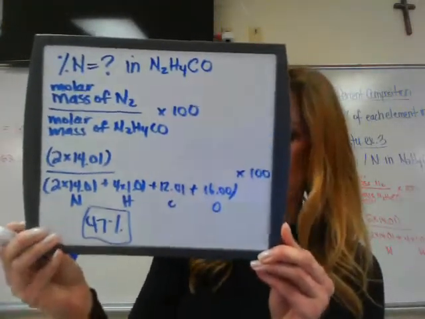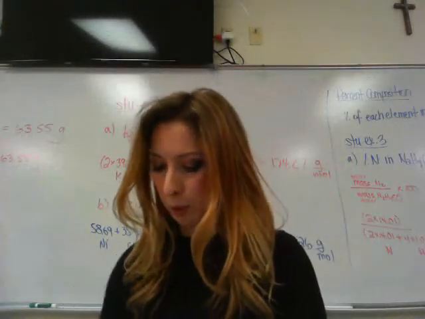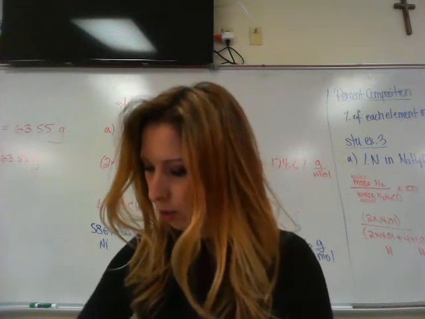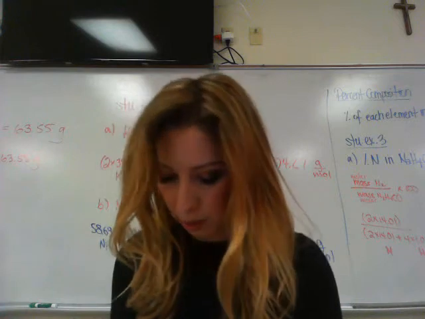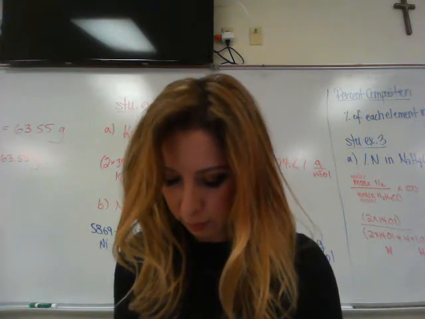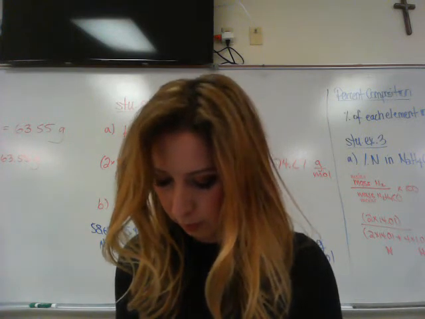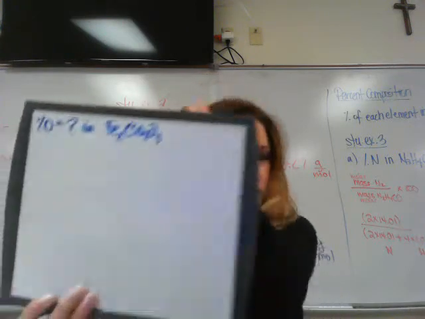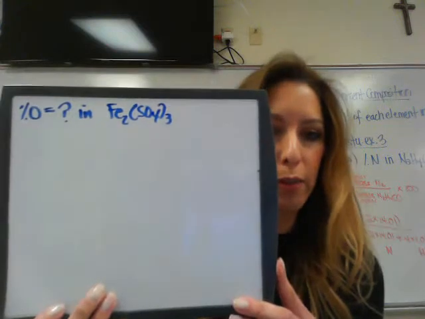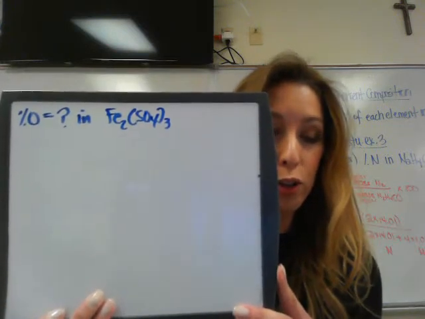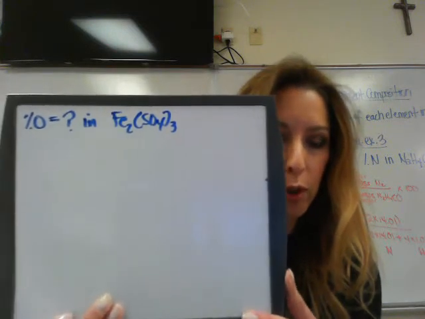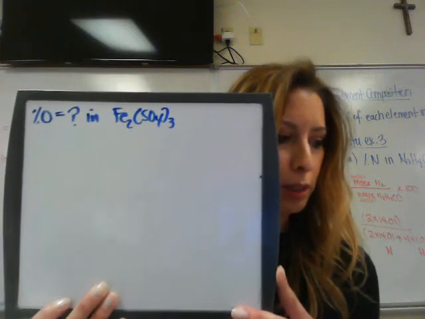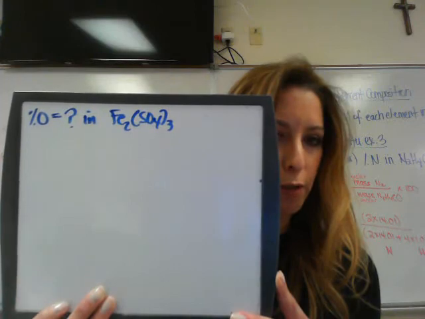Okay, now if I'm doing the percentage of oxygen in iron 3 sulfate, this is the chemical formula for iron 3 sulfate. I believe I messed that up in the chapter handout. I forgot the 2 subscript after the Fe, so you're going to want to make that correction. I want to put the mass of oxygen in the chemical formula, and I'm going to divide it by the mass of the entire formula.